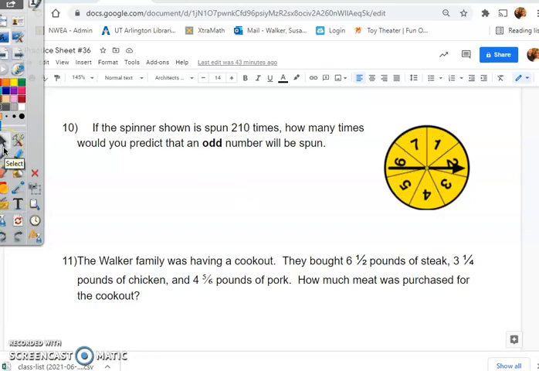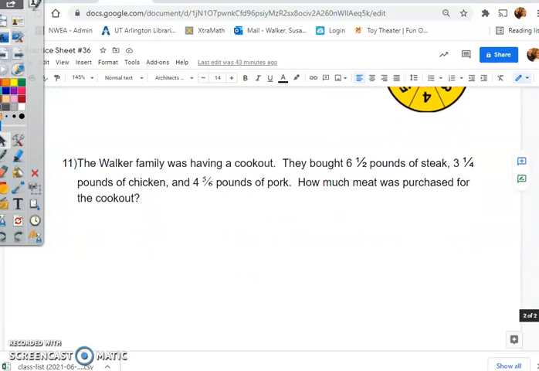And the last one. The Walker family was having a cookout. They bought 6.5 pounds of steak, 3 1/4 pounds of chicken, and 4 5/6 pounds of pork. How much meat was purchased for the cookout? Okay, so steak, chicken, and pork. All of those are types of meat.